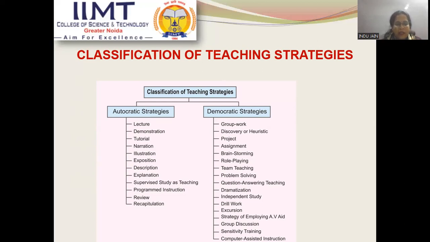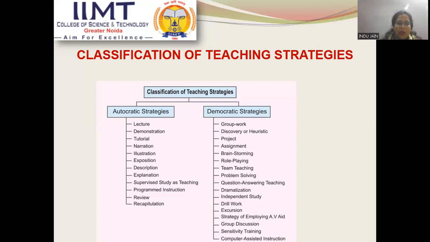But democratic strategies are child-centered strategies in which the student remains active throughout the process, but the teacher plays the role of a guide for the students. In such strategies, the teacher decides the content and the method of presenting the content according to the need of the students. So such strategies are psychological in nature.